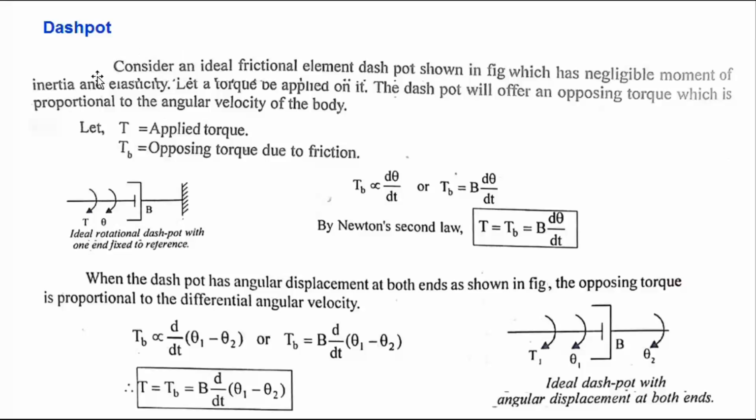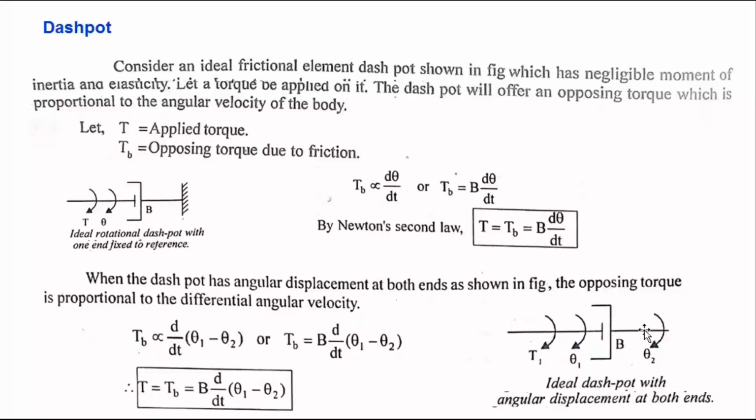Then the dash part. The opposite force acting on the dash part is directly proportional to angular velocity. Here we add a proportionality constant b. Therefore, Tb is equal to b into d theta divided by dt. By Newton's second law, T is equal to Tb, that is equal to b into d theta divided by dt.